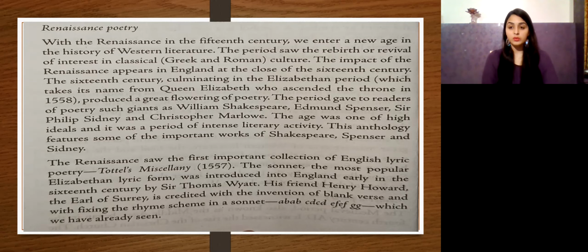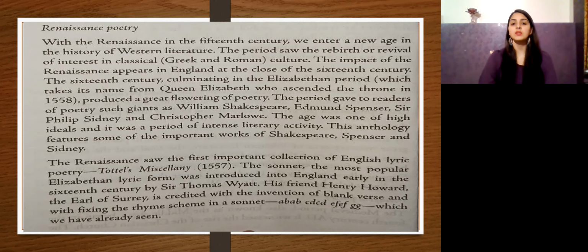And Christopher Marlowe. The age was one of high ideals, and it was a period of intense literacy. Intense literacy means literature was at a peak at this time. This anthology featured some of the important work of Shakespeare, Spenser, and Sidney. So Shakespeare, Sir Philip Sidney, Christopher Marlowe, all these were very well-known poets at that time, and they reached a peak during this age.